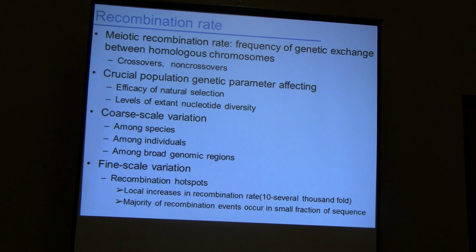And I'm going to define recombination hotspots by these 2 features. One is that they reflect local increases in recombination rate on the order of 10 to several thousand-fold relative to background, or relative to the surrounding sequence. And the other feature that I think defines hotspots is that the majority of recombination events takes place in a very small fraction of the sequence. So as Adam showed earlier, in the human genome, it's estimated that up to 80% of crossing over takes place in only 20% of the sequence.